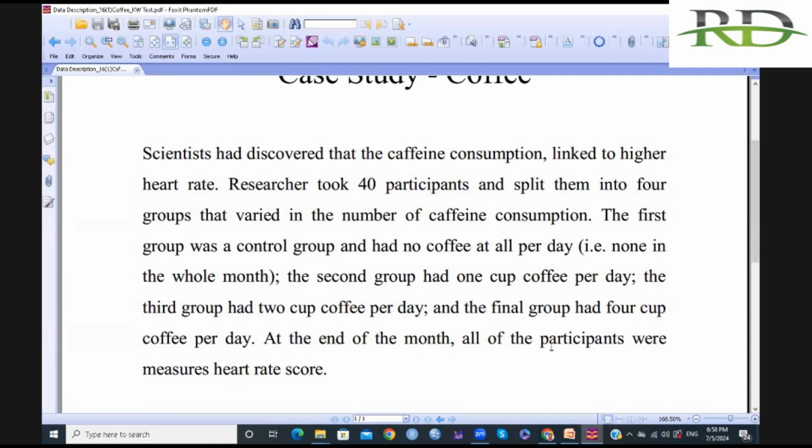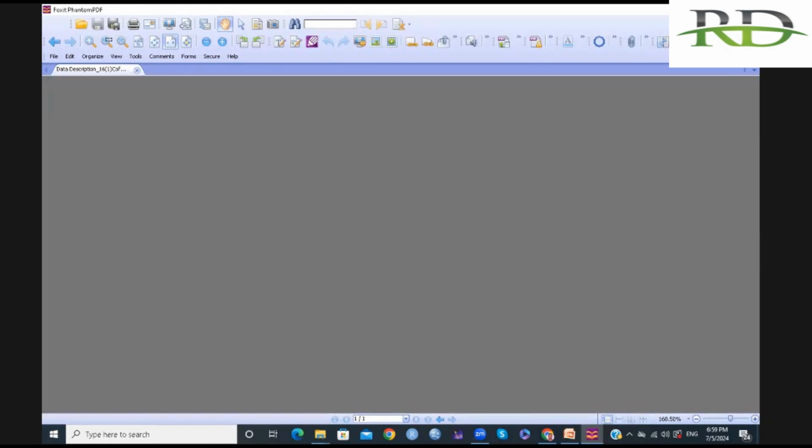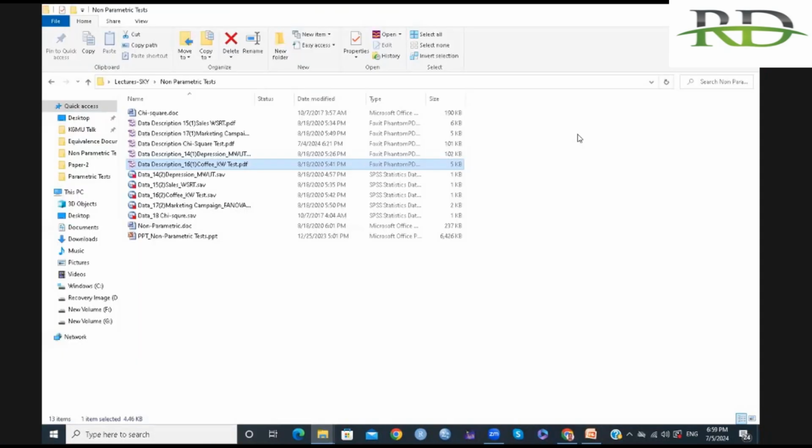At the end of the month, the heart rate scores of all the participants were measured. So let us see whether caffeine consumption is significant in increasing the heart rate or not.